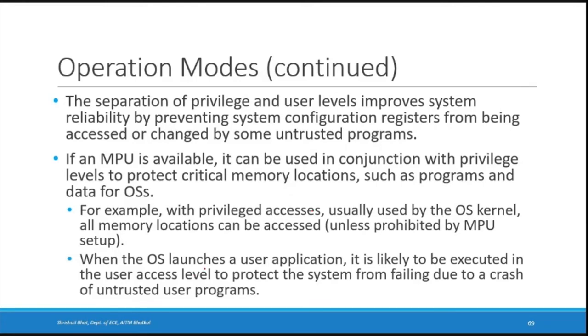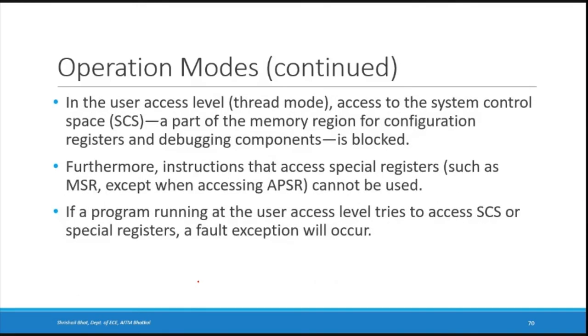When the OS launches a user application, it is likely to be executed in the user access level. So instead of privileged access, it will be given a different access level, user access level, to protect the system from failing due to a crash of untrusted user programs. These user access level programs cannot interfere in the OS kernel. They cannot make any changes to the OS kernel, which can be accessed only by privileged access, right? So that's how you can protect the system or OS from crashing by untrusted user programs.